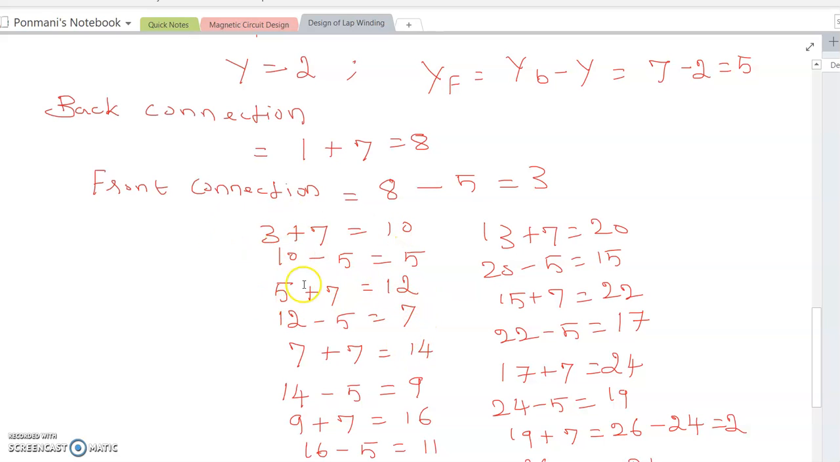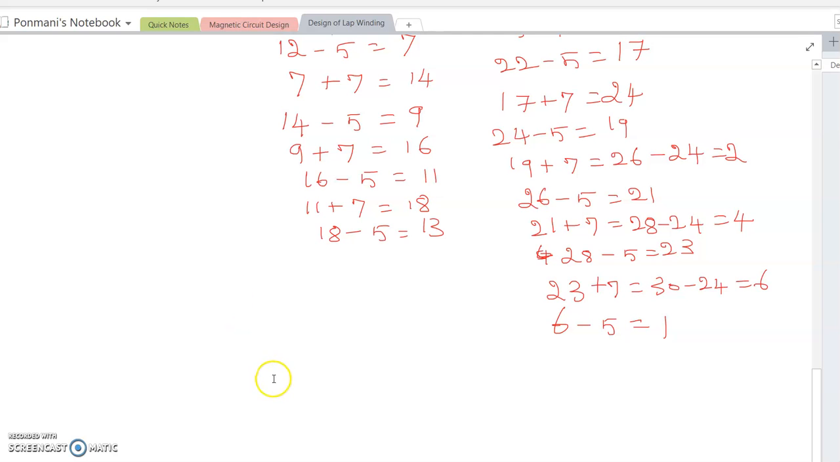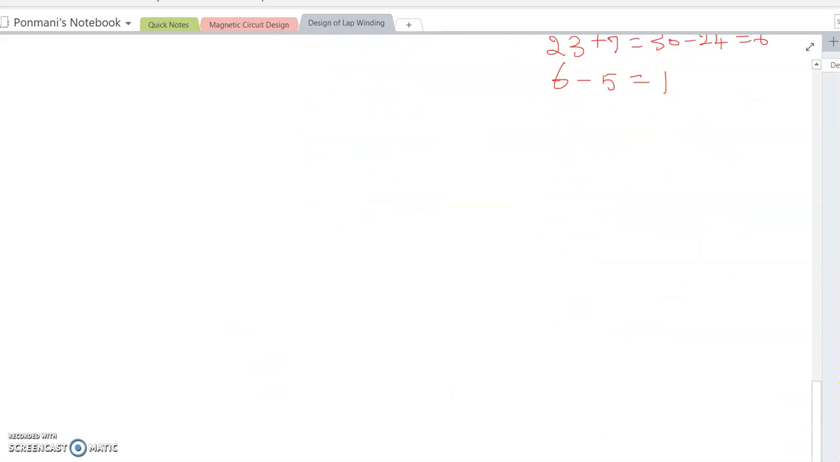So like that, back connection and front connection we have to write. So these are all back connection. This plus sign represents back connection. Front connection is this minus sign. Okay. For the front connection, 3 will be connected to 8. 5 will be connected to 10. 7 will be connected to 12. So like that we have to write the back connection and front connection separately.